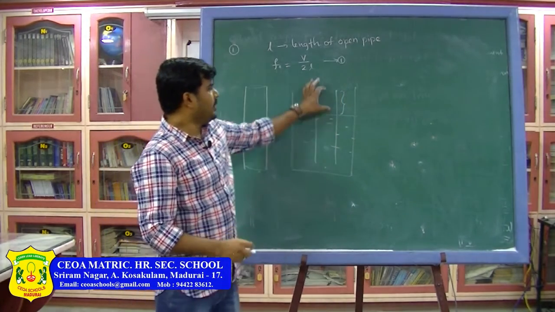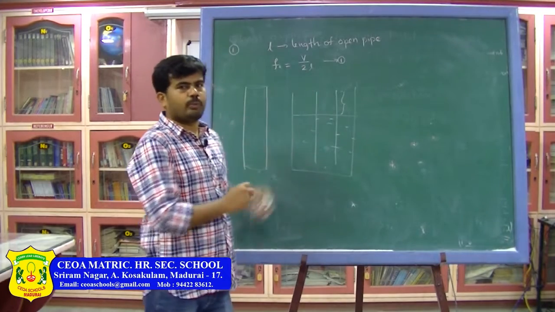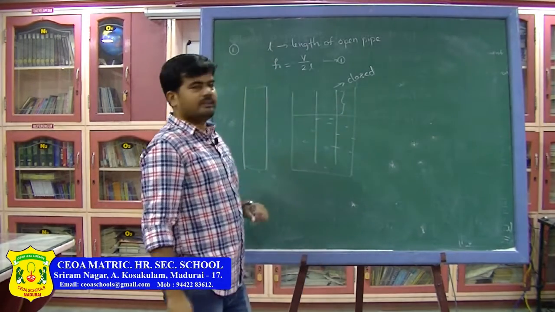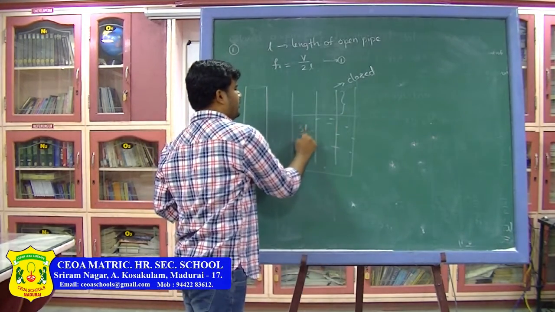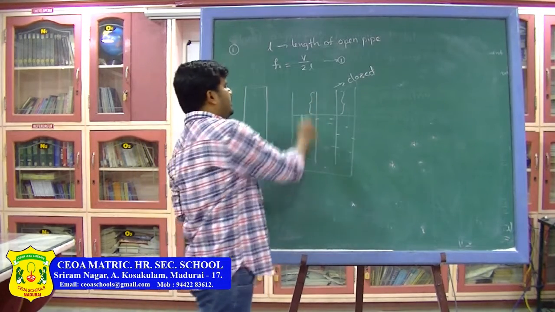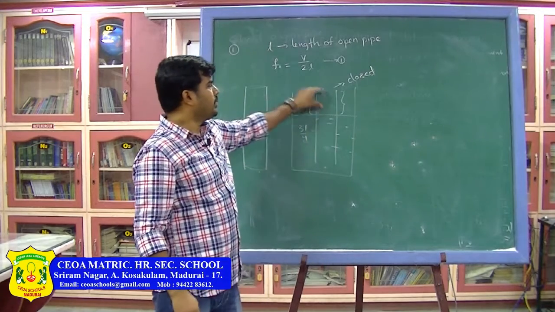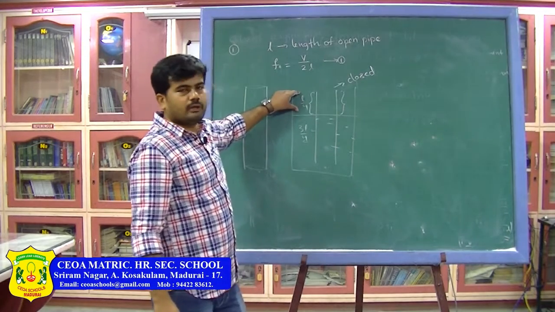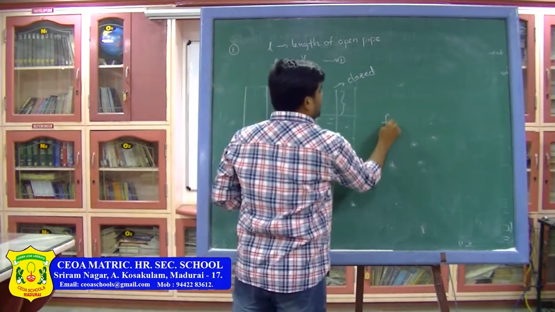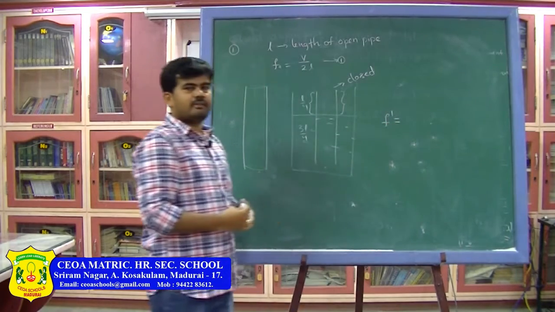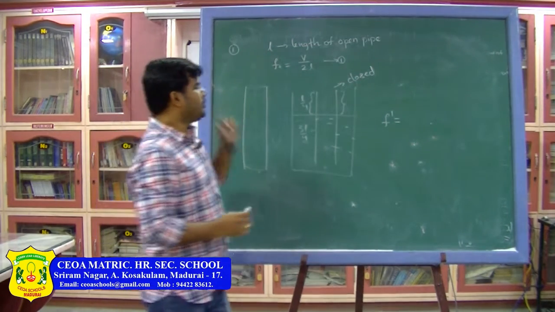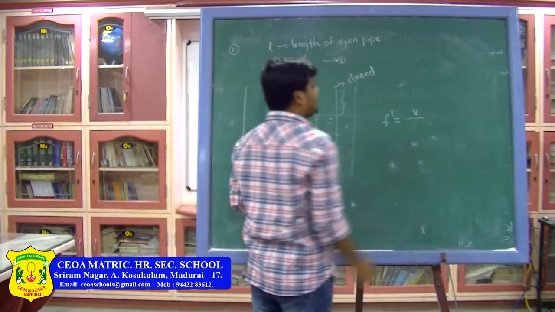That means the remaining pipe is now a closed pipe. So, this is a closed pipe now. Because 3/4 of the length is inside the water, 3L by 4 is inside the water, and the remaining air column, the remaining pipe length, will be L by 4. So, it is a closed pipe of length L by 4. Now, the fundamental frequency of a closed pipe: let us say F dash is the required frequency of the remaining air column. F dash is equal to the speed V divided by 4L, 4 times the length of the pipe.